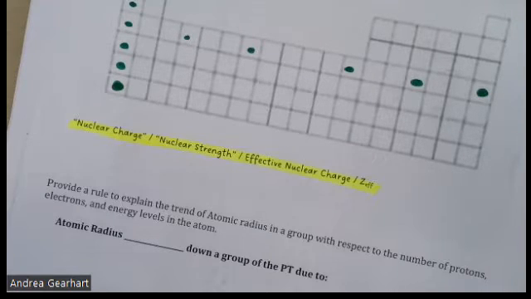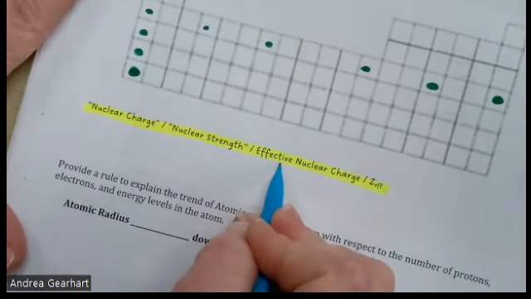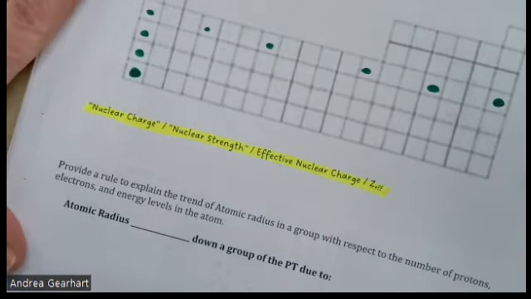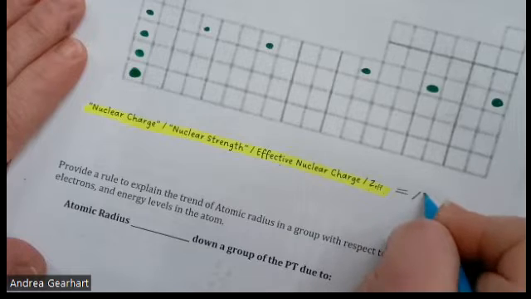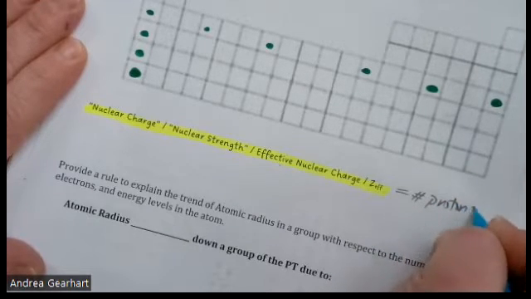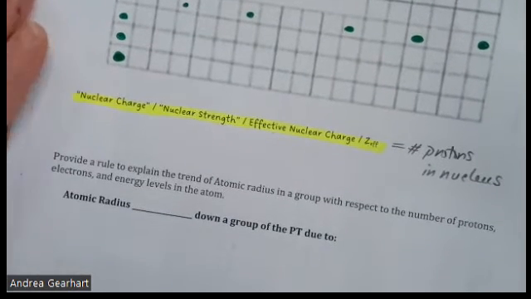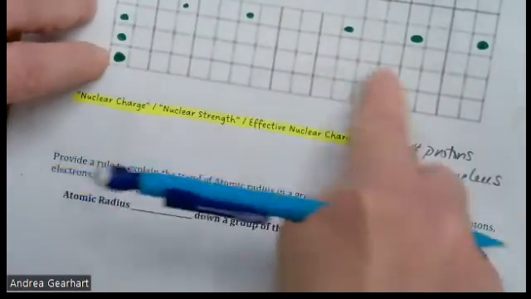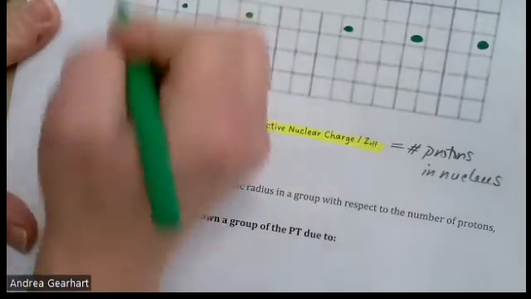Nuclear charge, nuclear strength, effective nuclear charge, and then we can symbolize that with a Z with a little EFF. And the EFF means effective. The Z, atomic number. So in other words, we could use either of these terms to mean the number of protons in our nucleus. Okay, that's what I'm trying to show with the green spheres. Okay, the green spheres are nuclear charge.